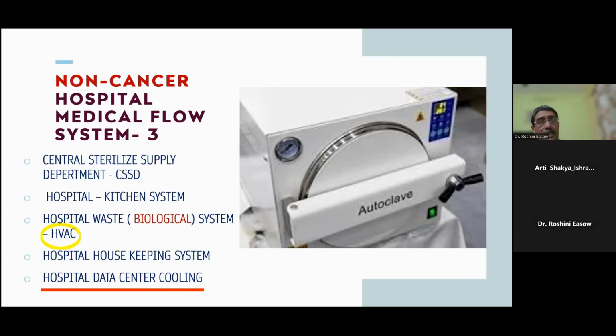Hospital housekeeping system. Now I'm using that for hospital data center cooling. I'd been to Bangalore in September for one day. They called some experts, an American PE company. They are planning to invest in some corporate hospitals and networking. Let me show you a chart.